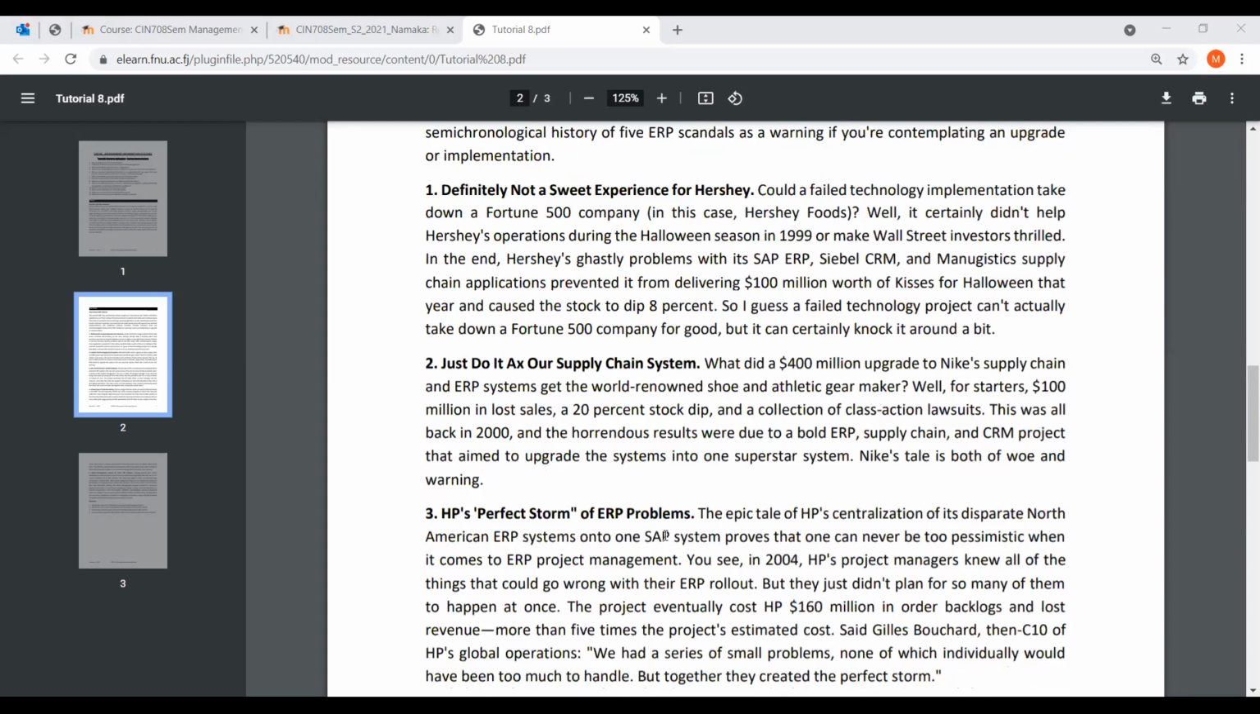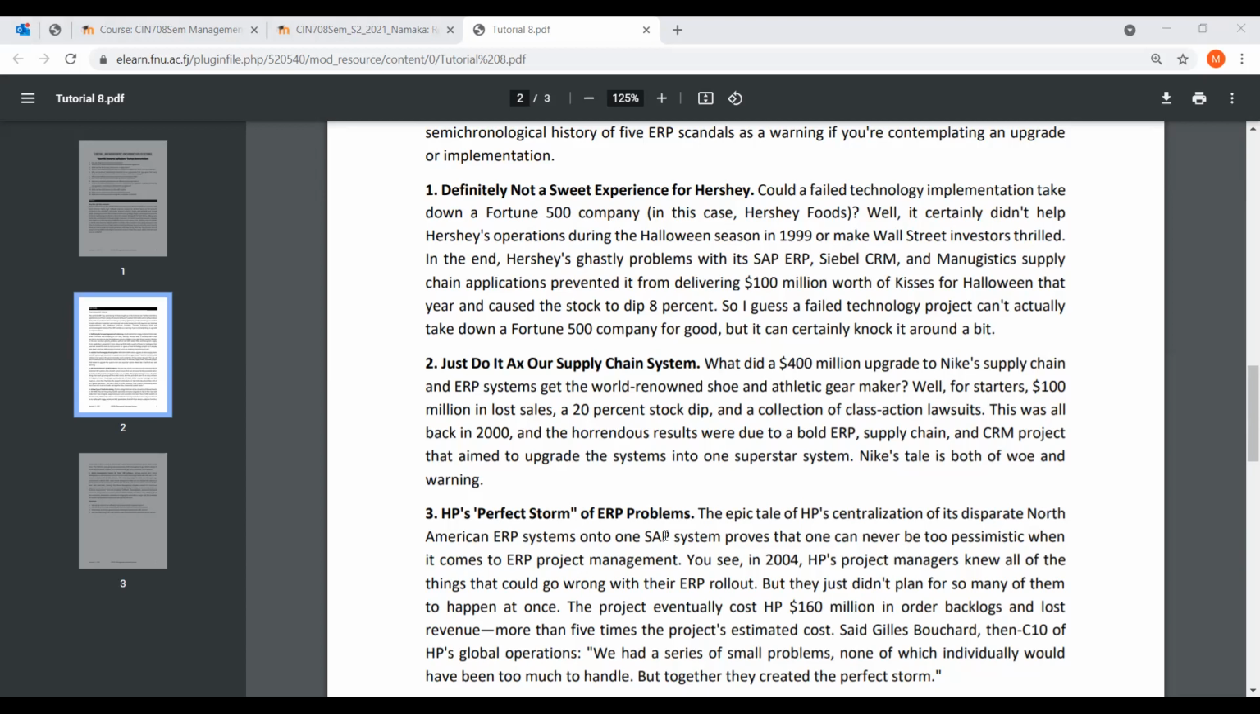One, definitely not a sweet experience for Hershey. Now, Hershey, chocolate company, one of the largest ones. You must know that Cadbury is not a thing in the States. They do not have a Cadbury factory in the United States. Cadbury is most likely found in Australia and New Zealand, but those items are definitely sold in the States, even in Canada. Why? Because they're imported. The trade market is still ongoing. Hershey's is the biggest name for chocolates in the United States.